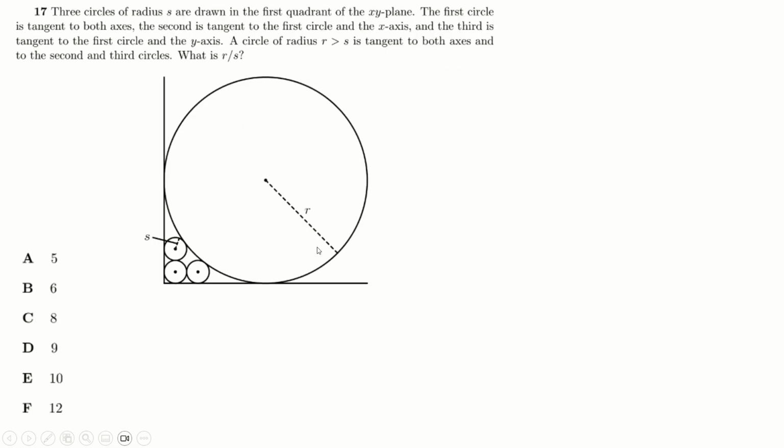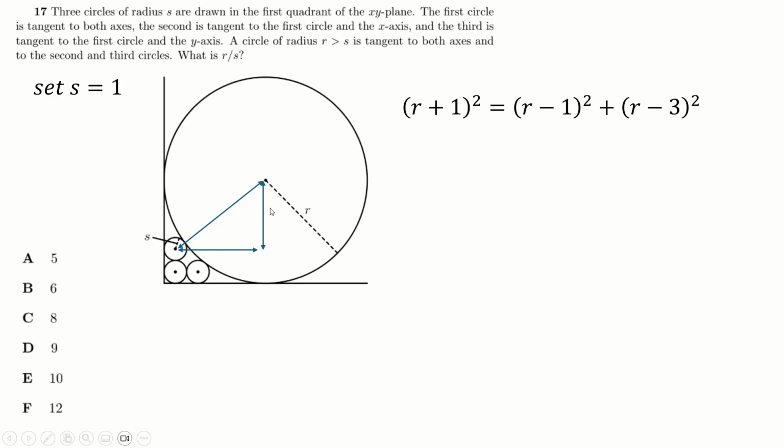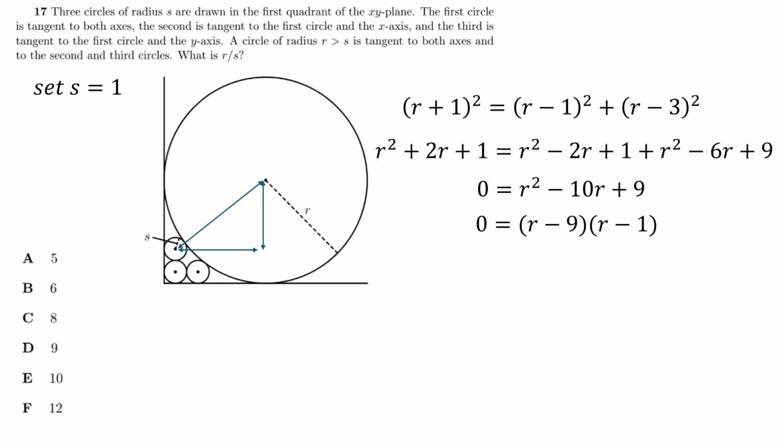Number 17 then, so let's just call the radius of the small circles 1. And then if we look at this distance here from there to there, we know that's r plus 1. And then if we go across, because this distance is also r, and this distance is also 1, this is r minus 1. And here, because this distance is r, and this distance is 1, 2, 3, this is r minus 3. So I think I can set up this Pythagorean equation, just expand everything out, cancel a bunch of things, factorize, and you end up with r equals 9 is the only valid answer, and of course 9 over 1.